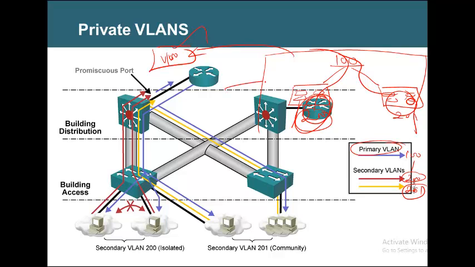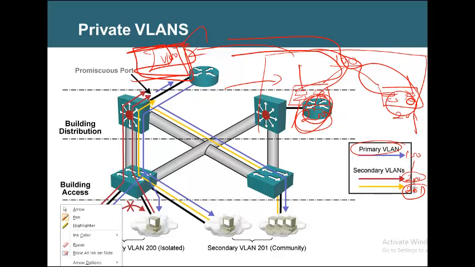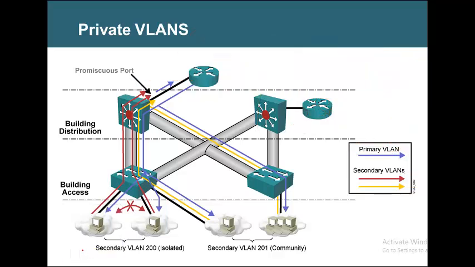But for this switch, traffic coming from this PC and traffic coming from this PC are not the same. But for this switch, traffic coming from this PC as well as this PC is the same VLAN 100 traffic. Why do we need to do this? For that, we have to understand 3 modes of private VLAN.